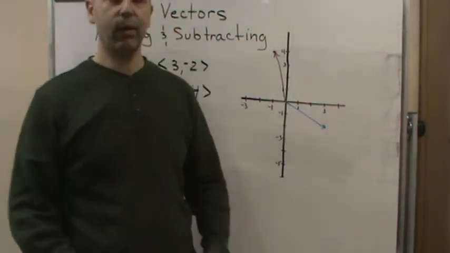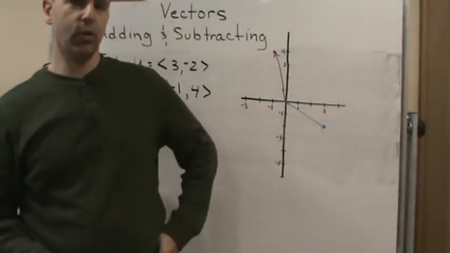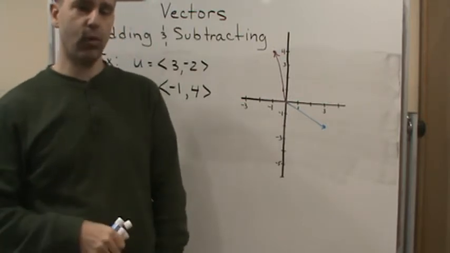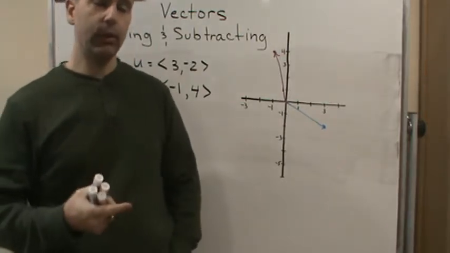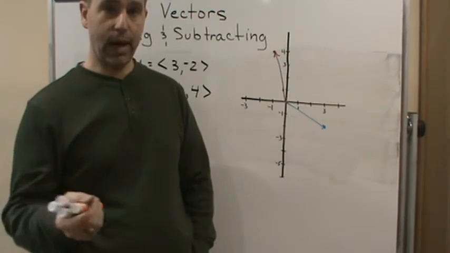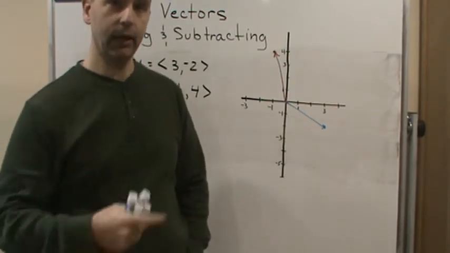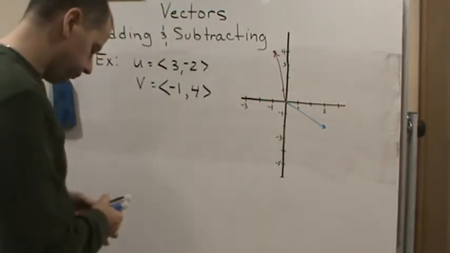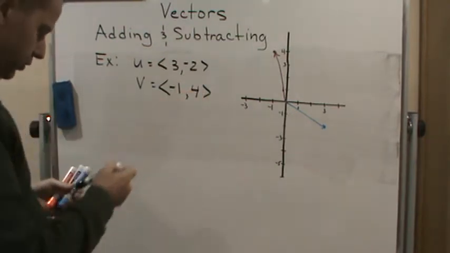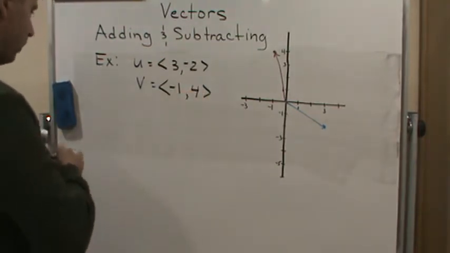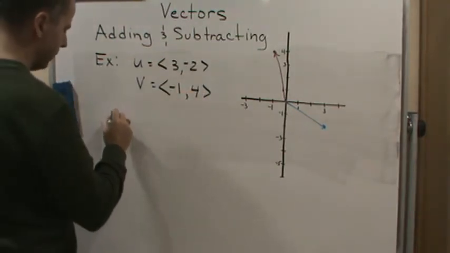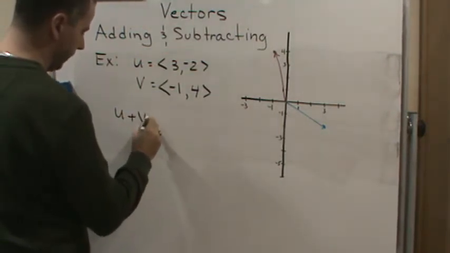Okay, so welcome back. Now we're going to do an example, and I'm going to show you how we add and subtract vectors. And the way we do it is we add and subtract component-wise. Okay, so let me show you. And then what I'll do is I'll show you on the graph as well. So let's say I wanted to get u plus v.